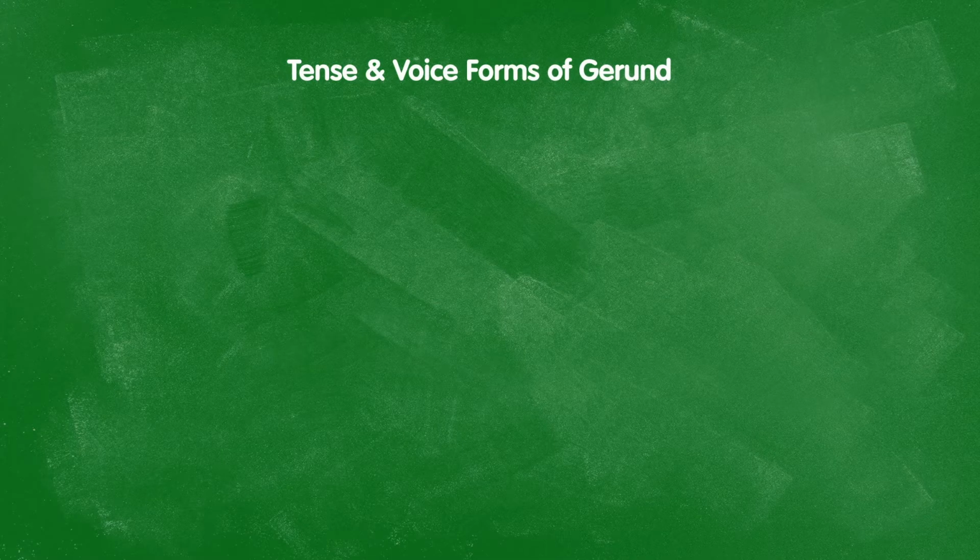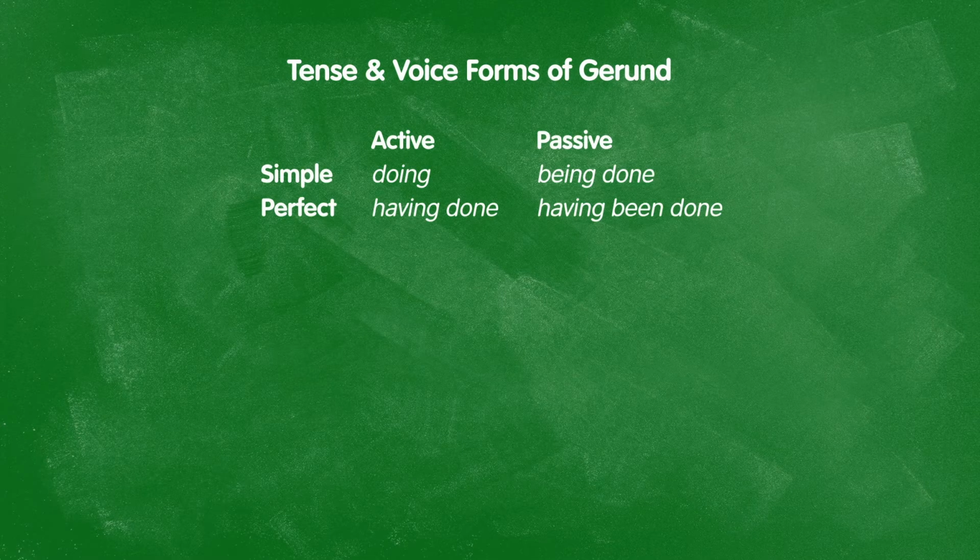And since we're talking about forms of the gerund, I would like to bring your attention to this table. Now, just like in the present participle, the same forms appear for the gerund. We have simple and perfect, as well as active and passive. For the verb do, the active simple is doing, the simple passive being done, the perfect active having done, and the perfect passive having been done.